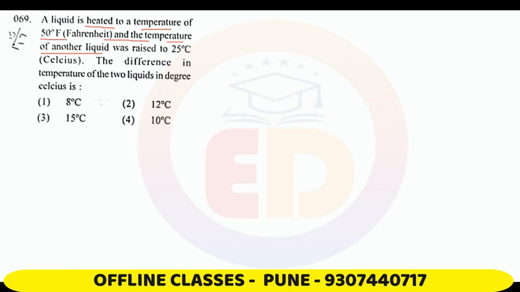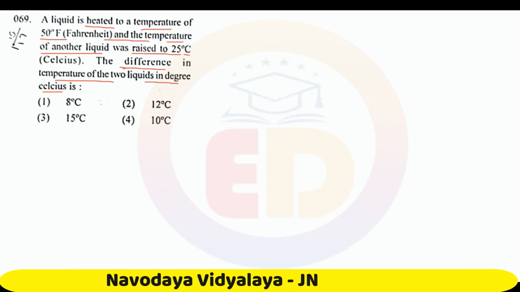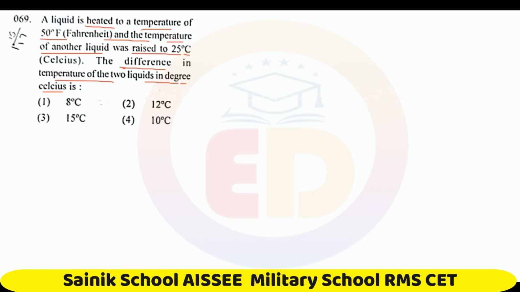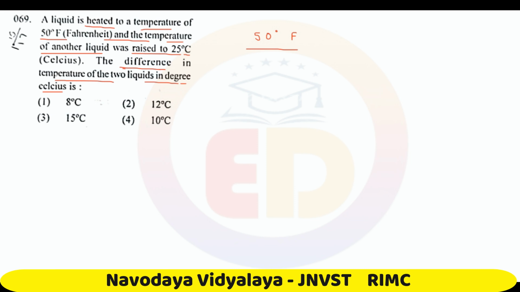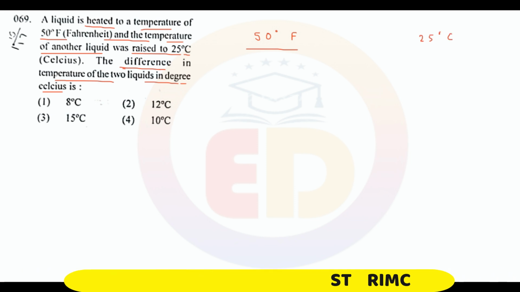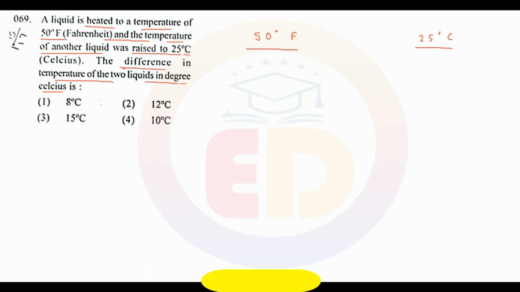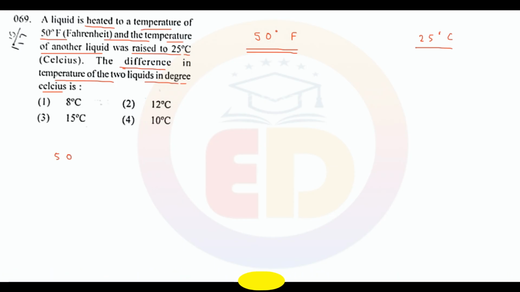of another liquid was raised to 25 degrees Celsius, the difference in the temperature of the two liquid in degrees Celsius is. Now, since the question is asking to find the difference in degrees Celsius, and the two liquids we have, one of them has a temperature of 50 degrees Fahrenheit and another is 25 degrees Celsius. So what we will do is, since we have to find the difference in degrees Celsius, we convert the Fahrenheit to Celsius. For converting Fahrenheit to Celsius, first subtract 32.